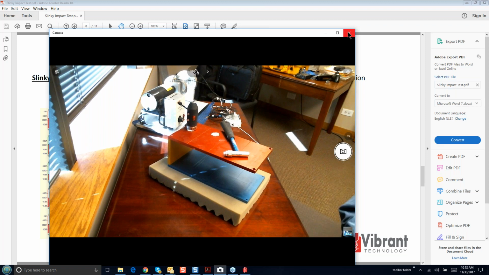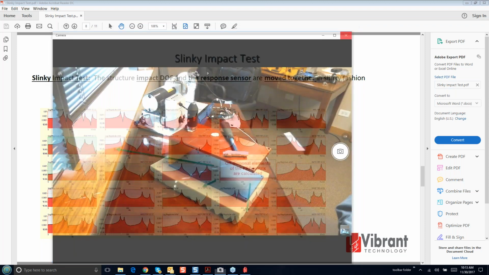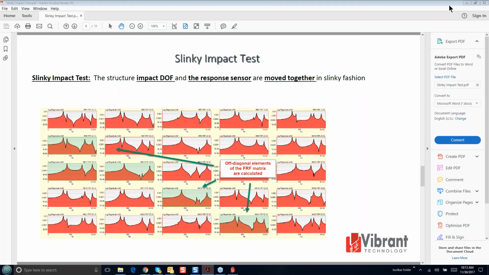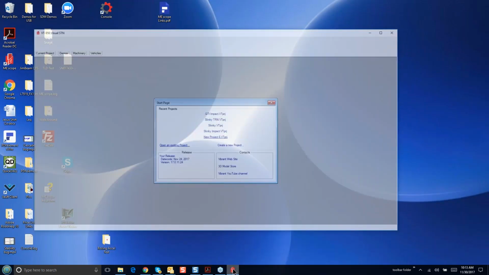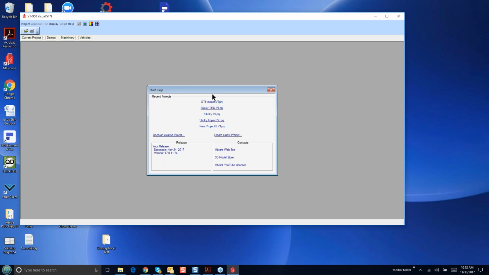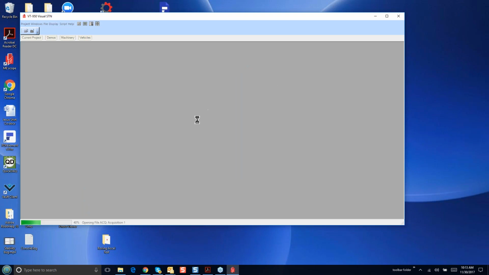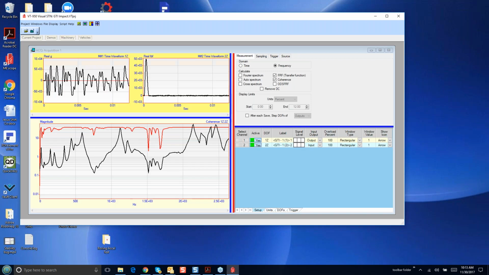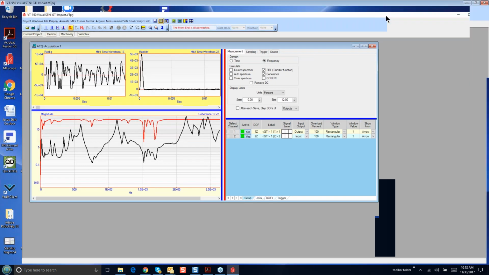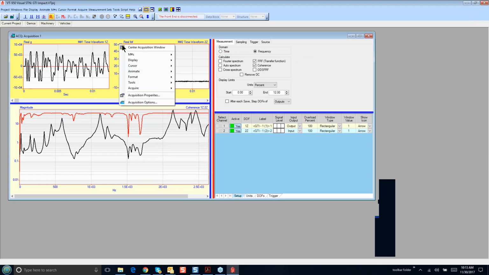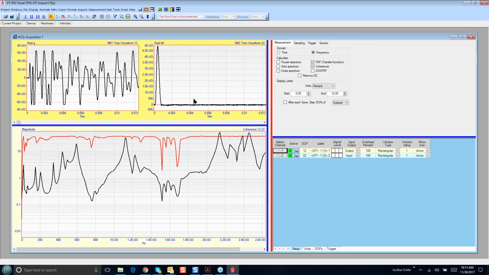So let's go ahead and try that. I've got a helper here who's going to do the impact, but we're going to bring up MEscope here, and I'm going to open up the GTI Impact project. Now, this project only has an acquisition window in it, so you can see the acquisition window. Let me make this even larger, and we'll fill the whole screen here with the window.